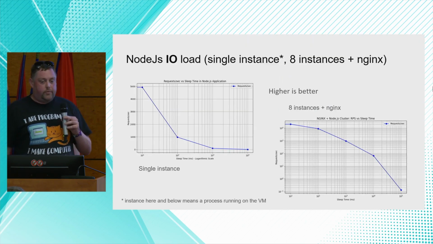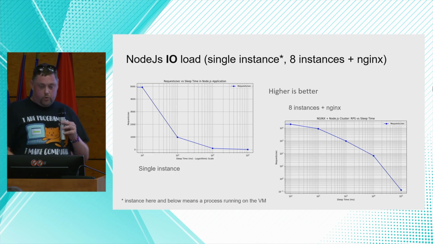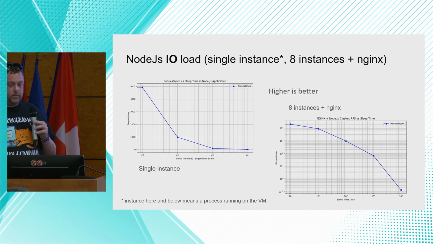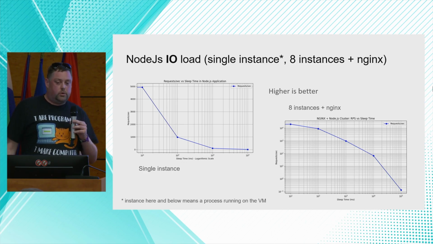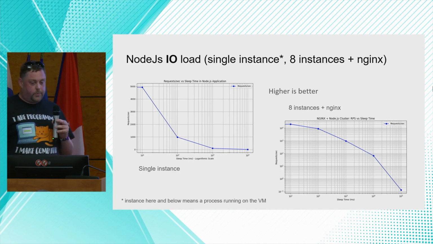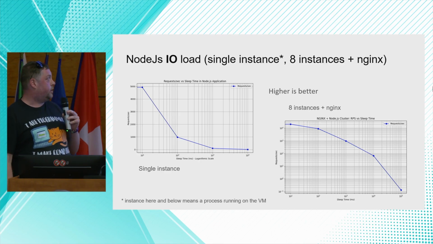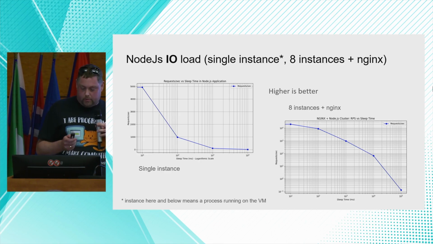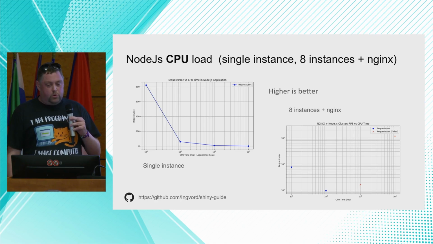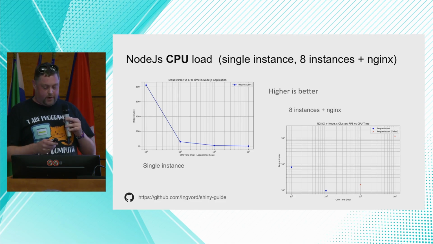And here are some graphs. I don't want to go into much detail here. I don't have that much time, unfortunately. But the idea is that, for instance, if I take a Node.js I/O load with a single instance versus 8 instances plus Nginx in front of it, as we can see, the performance drops dramatically, because higher is better. And with the CPU load, it's even worse, because Node.js is single-threaded, and we clearly see that on a single instance graph.